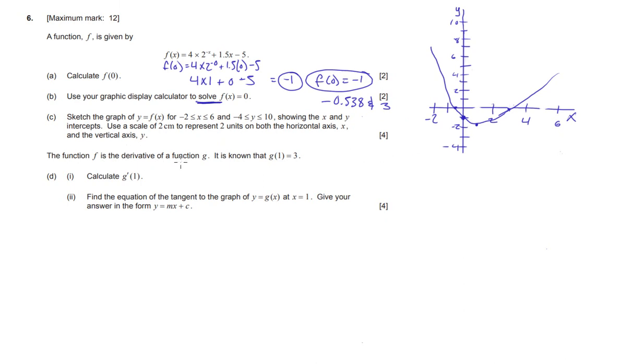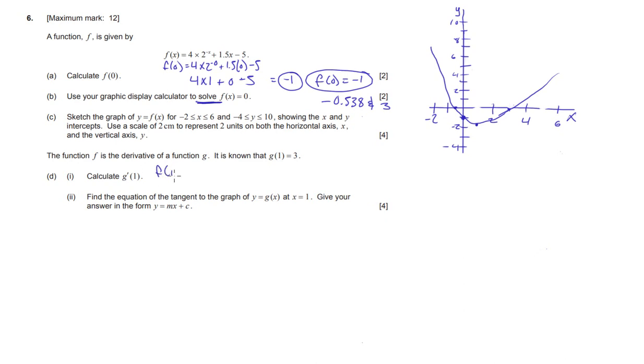Function f is the derivative of a function g, and it's known that g of 1 equals 3. Calculate g prime of 1. Okay, so now we got this derivative business. So this is not really the best worded problem in here, but they're saying that this function f here is the derivative of g. So calculate g prime of 1. So g prime is the same thing as f. So basically all we're doing right now is just plugging 1 into this function here.